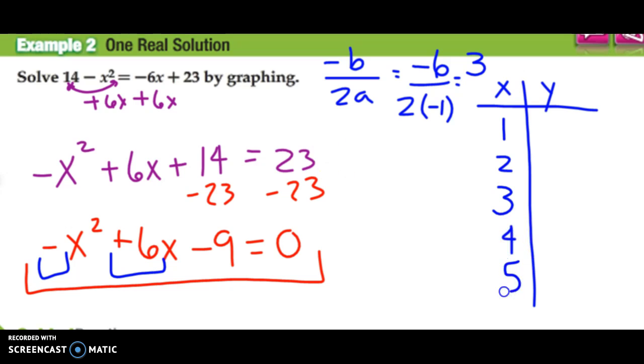4, 5. Now I go into my y equals on my calculator, and I put negative x squared plus 6x minus 9, and I hit second and graph, which gives me my table. And so when I get 1, that's going to be negative 4.